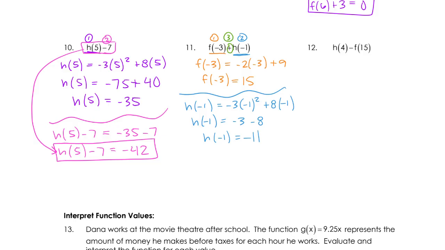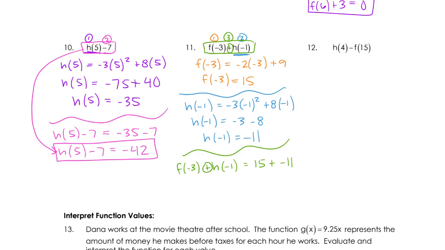Now, for step 3, they actually want us to add those two values together. So at this point, this is when I'm going to write this entire final thing, whatever we get for h of negative 1. Again, the left side is you telling me what you're doing. The right side is you actually doing whatever it is. So f of negative 3, we got that value to be 15. They want us to add those two numbers together with h of negative 1 would be adding negative 11 here.